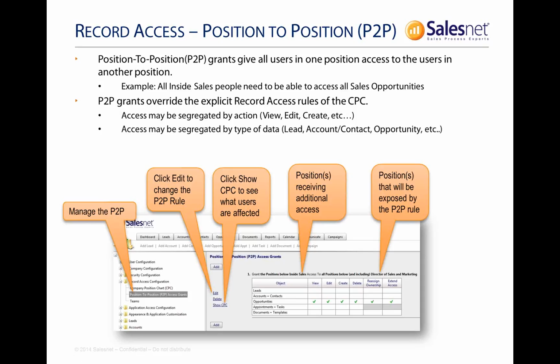So we can give rules between positions, and then we can give access on particular items, not across the board. Just particular things. And we can say, is it just view access? Is it just edit access? Does it include delete? So it's very specific, very detailed on how you can open up record access between the positions.